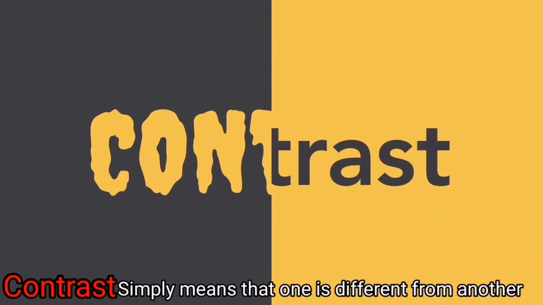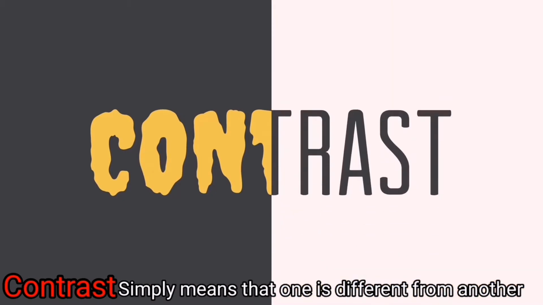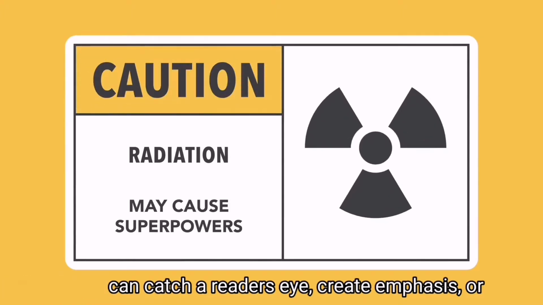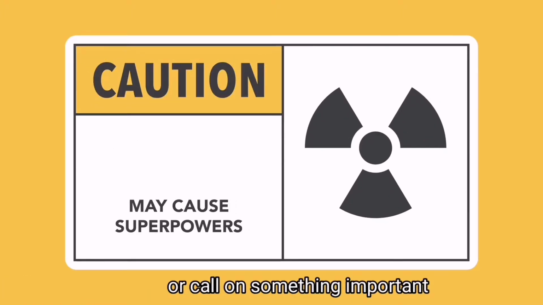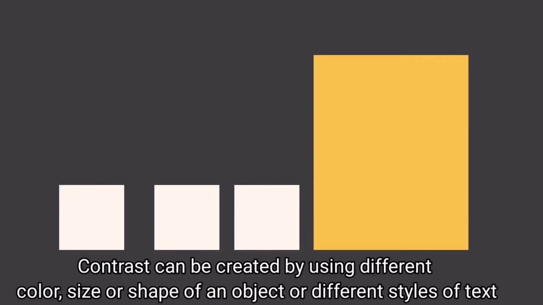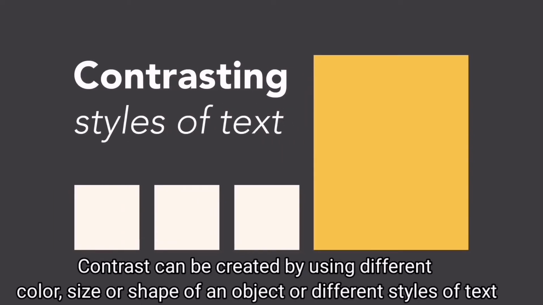Contrast simply means that one item is different from another. Contrast can catch the reader's eye, create emphasis, or call attention to something important. Contrast can be created using different colors, size, or shape of the object, or using different styles of text.